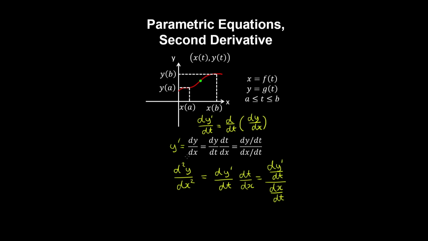And the second derivative tells us whether a point on a parametric curve is an inflection point, or whether the curve is concave up or concave down at that particular point.